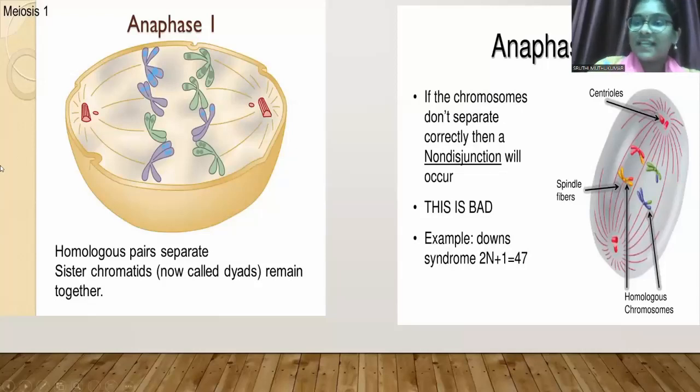Now, if the first cell is the female gamete and it combines with a male gamete, then we have a trisomy condition. That is, two copies of chromosome 21 already present in the female gamete and one copy in the male gamete, so we have three chromosome 21, which is a trisomy condition. And if the other cell, which has no chromosome 21 at all, is the female gamete and combines with a male gamete which has one chromosome 21, then this condition is called monosomy.